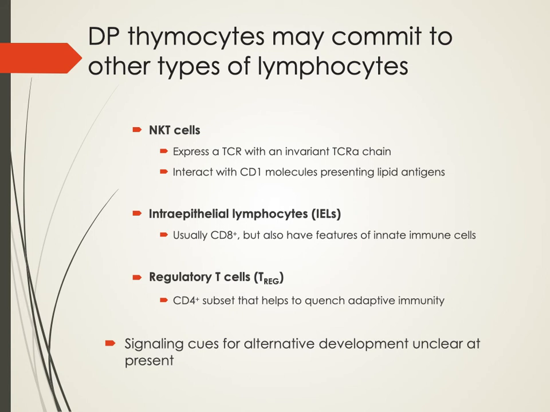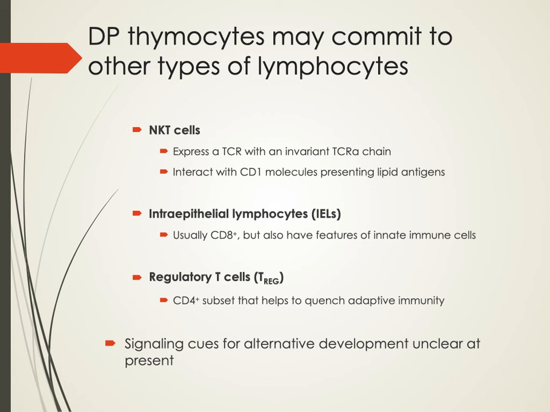So double positive thymocytes can also become other types of thymocytes besides T cells and B cells. And so we can get natural killer T cells, slightly different than your natural killer cells that did originate from the lymphoid progenitor. These ones will actually express a T cell receptor, but they'll have an invariant alpha chain, so it hasn't gone through the same selection process. These usually interact with the CD1 molecule, and this is what's used, if you remember, for lipid antigens.